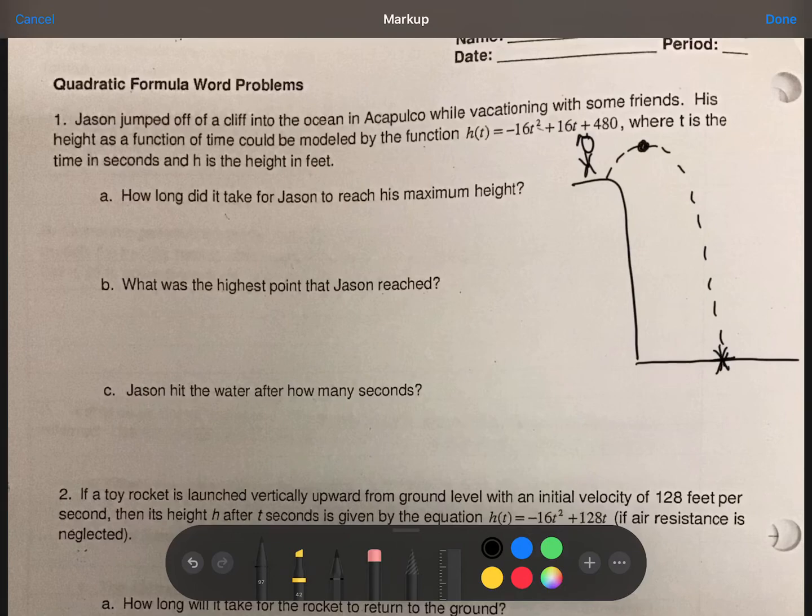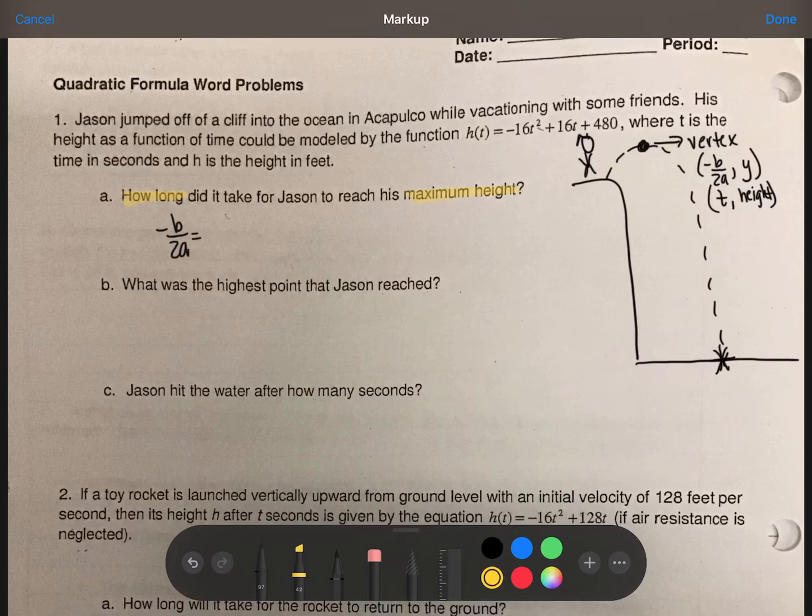Part A, look at that. How long did it take for Jason to reach his maximum height? So we're looking for the time it took him to get to his maximum height, which we know is the vertex, which if you remember from the notes on the other page, the maximum height is my vertex. And of course, I've got my time, comma, the maximum height. So I'm looking for the time, so I need the negative b over 2a.